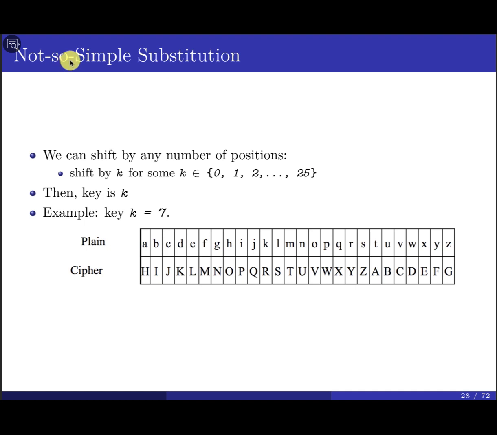Let's take a look at not-so-simple substitution in this case. So not just by 3, maybe it's going to be by any number. So let's generalize this process here. Here we're going to use k equals 7, and in order to build the table, this means it's going to be 1, 2, 3, 4, 5, 6, 7. So A is going to be H, B is going to be I, and so on. Okay? This is the plain text, and this is the ciphertext. Encryption goes in this direction, and decryption goes the other way. So far so good, I guess.